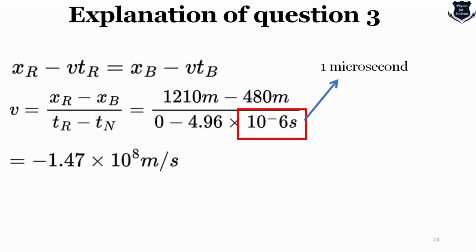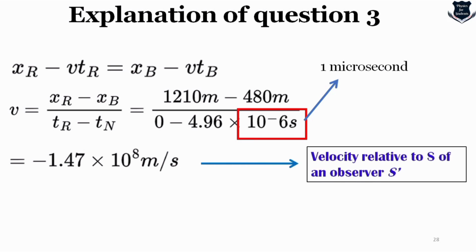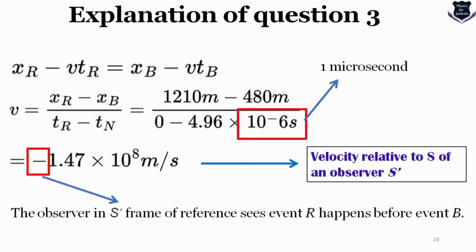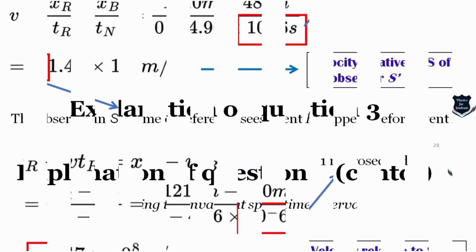Then we get this value. Again we are getting a minus sign. So what that implies is that the velocity relative to S of an observer S prime, if it is minus, means the observer in the S prime frame of reference sees event R happen before event B. Obviously, as I have been telling, this is the catch, this is the key takeaway, that the S prime frame of reference sees event R happen before B.